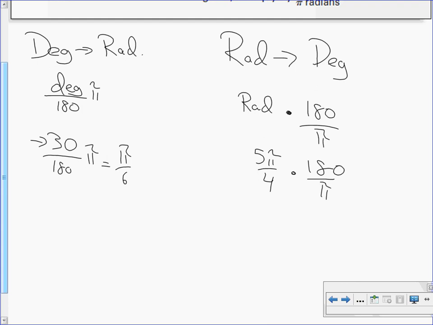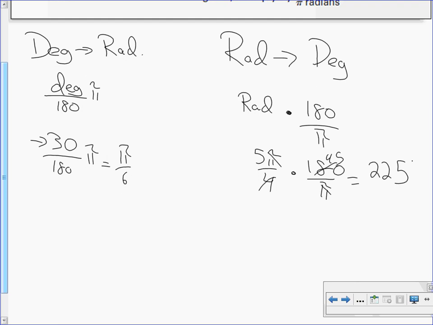When you write these out, you should notice that your pi's cancel. Now, it should be relatively easy. 4 goes into 180, 45. 5 times 45 is 225. Or if you don't know how to do that by simplifying fractions, take 5 divided by 4, hit enter, multiply it by 180, there's your answer. Or 5 times 180 divided by 4. You're going to get the same result.